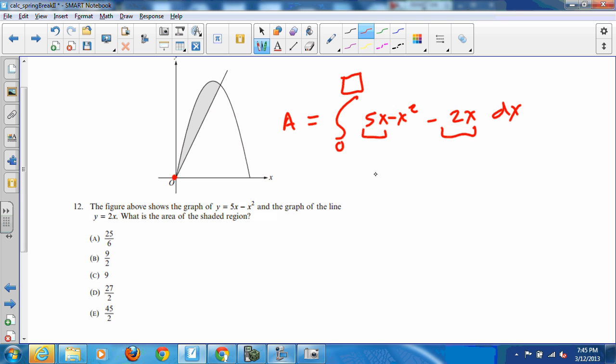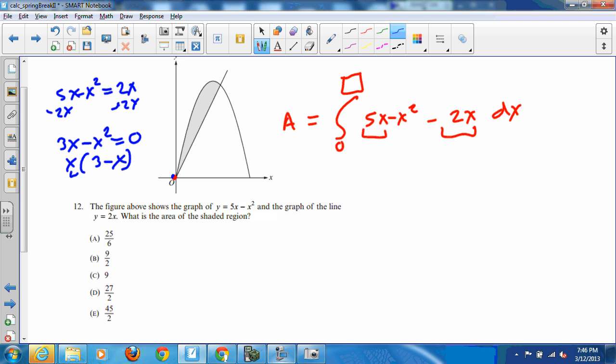So let's just set these two equal over here. We'll do it in blue. So we have 5x minus x squared equals 2x. Where does it equal 2x? That's the question. If we subtract 2x from both sides, we get 3x minus x squared is equal to 0. Factor out an x, you get x times 3 minus x. So we get our intersections, which we already saw on the graph, x equals 0 and x equals 3. So it looks like this is at 3. You don't even need to worry about the y value, but it is 6, I believe.